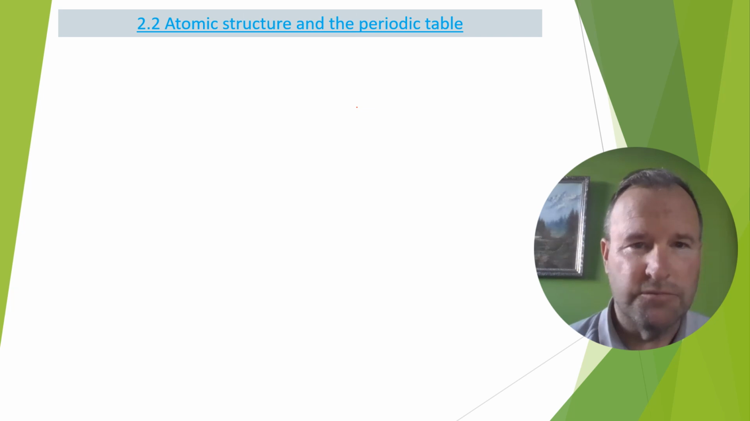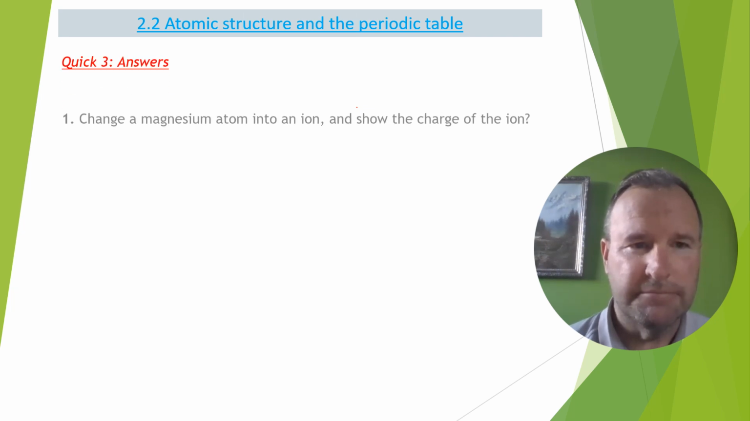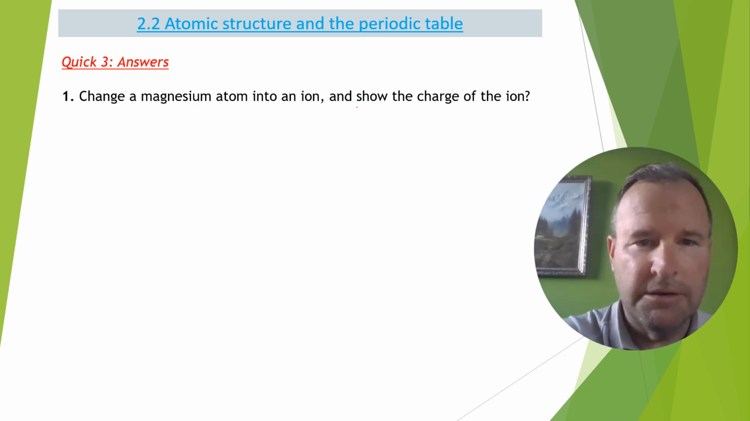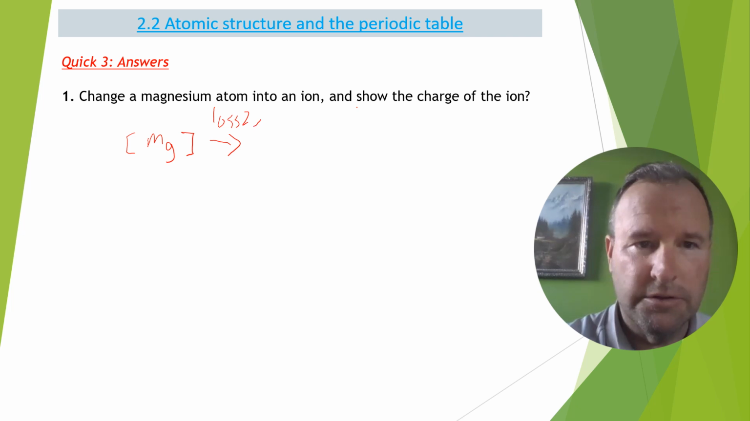Okay, so question 1, let's have a look. To change the magnesium atom into an ion, I'm going to show you bits and pieces of what I'm doing. Firstly, I'll show you the shorthand version. So the magnesium atom will go and form, because of loss of 2 electrons, a magnesium ion of 2+ charge.